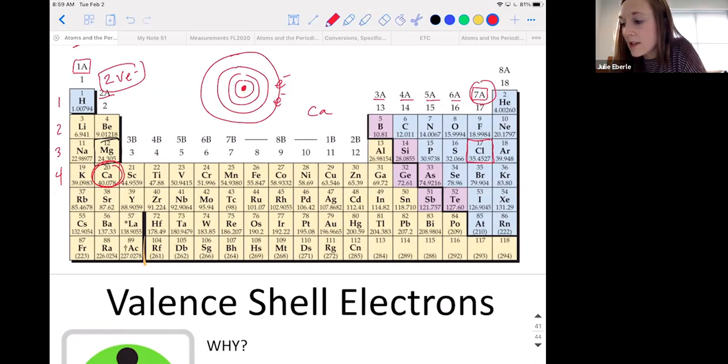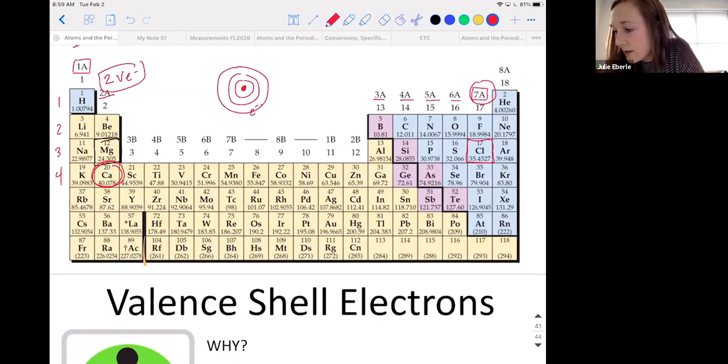Any element in main group 2 would rather give these 2 away, because if it gives those 2 away, that whole outer shell is going to go away. And underneath, we haven't drawn this yet, it has a full set of 8. So it would rather give 2 away, and underneath it's got a full set of 8, versus gaining 6. So you've got to look at what the shortest route is.